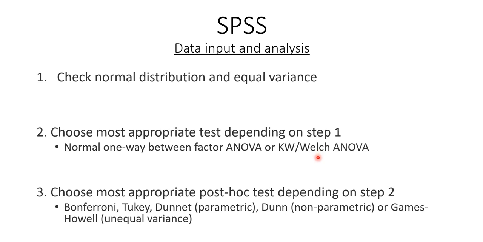And then there are specific post-hoc tests you'd use depending on what ANOVA you run as well. So do you run a Bonferroni, a Tukey, a Dunnett? That's if you have parametric data, that assumption's been met. If you run a Kruskal-Wallis test, typically you'd run a Dunn post-hoc that has a Bonferroni correction, or you'd run a Games-Howell post-hoc if you had unequal variance. So if you run a Welch ANOVA, typically you'd run the Games-Howell post-hoc for that. All right.